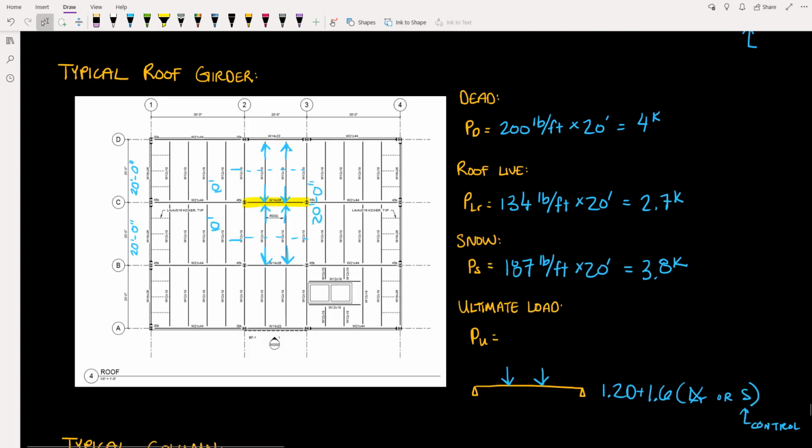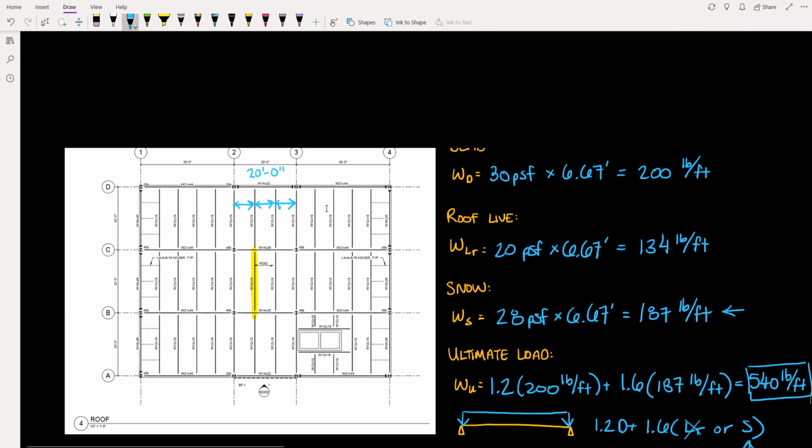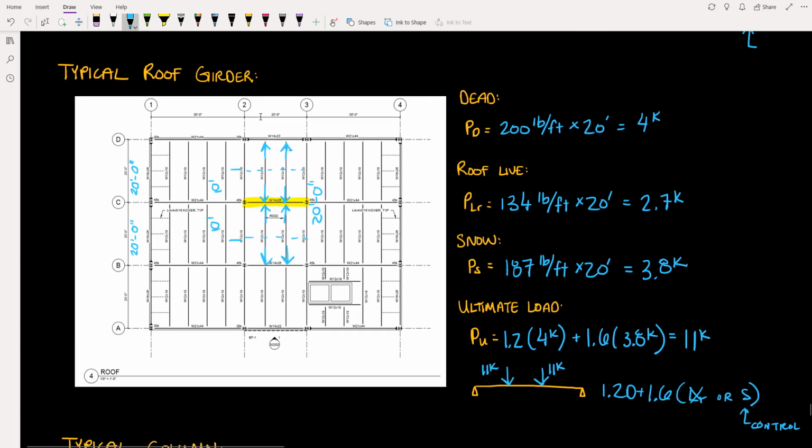So now we calculate the ultimate load on this girder. 1.2 times 4 kips plus 1.6 times 3.8 kips. We end up with about 11 kips. And note that that is 11 kips here and 11 kips there as well. So that will be the load on the typical roof beam and typical roof girder between lines 2 and 3.